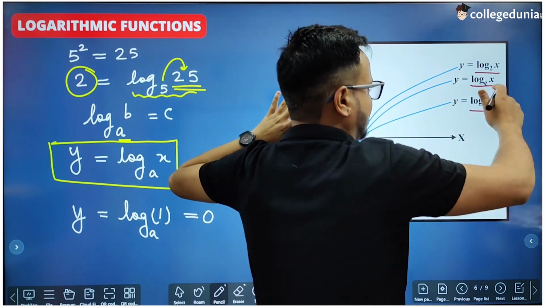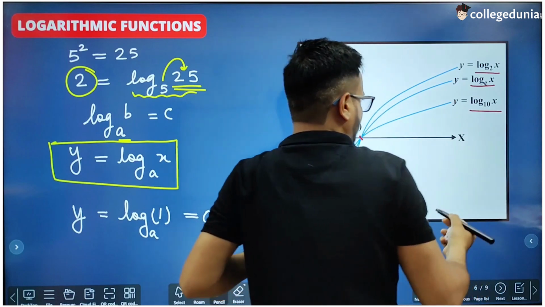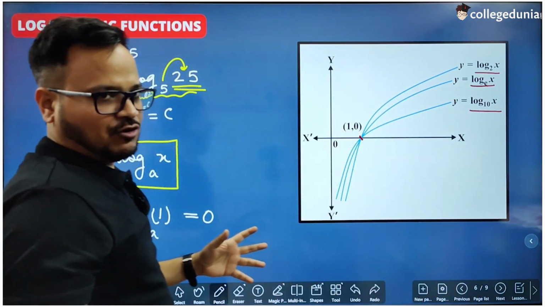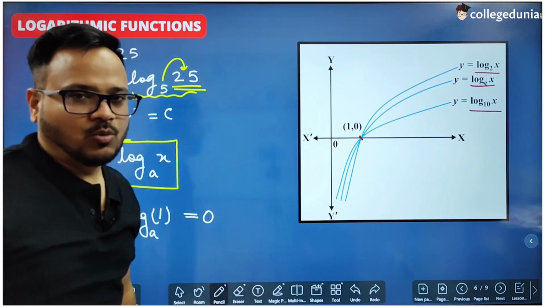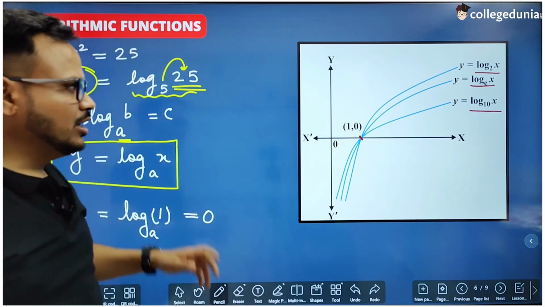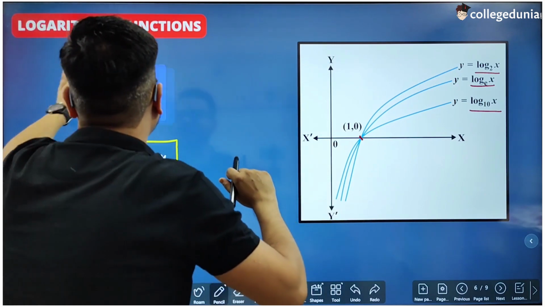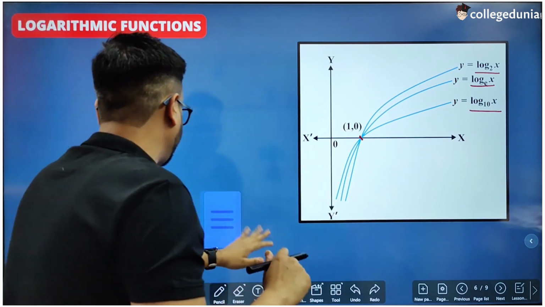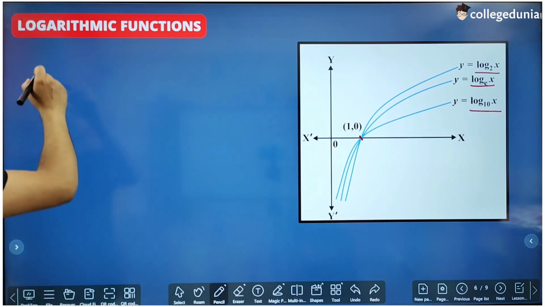Base doesn't matter. 2 raised to power 0 is 1, e raised to power 0 is 1, 10 raised to power 0 is 1. So every graph of log is going to meet the x-axis at x equal to 1, right? So these are the graphs of logarithmic function. There are some very important properties of logarithmic functions that you are going to use in class 12th differentiation.